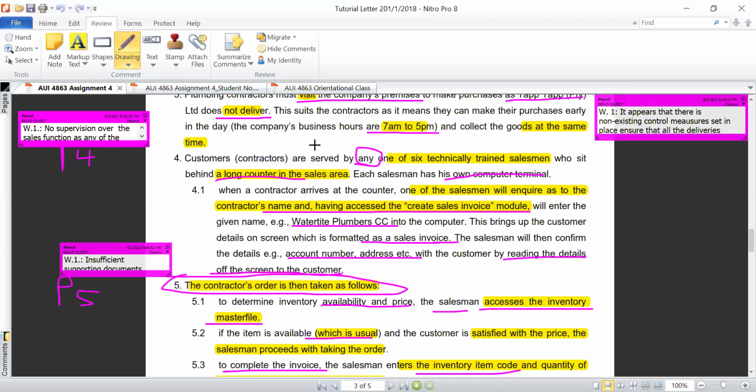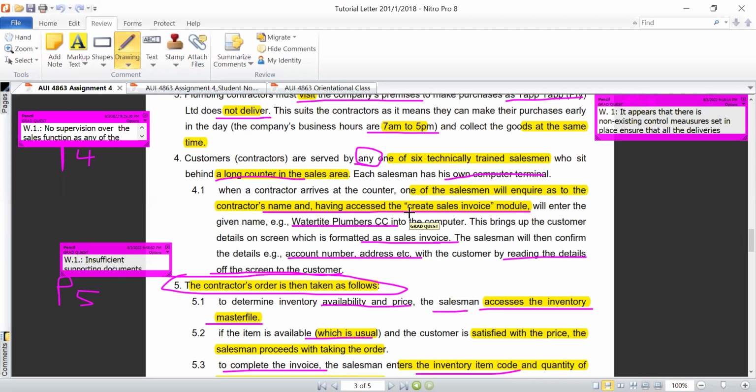This is for number 4. Customers or contractors are served by any one of the 6 technically trained salesmen who sit behind a long counter in the sales area. Each salesman has his own computer terminal. I want you to pay attention. They're saying they're served by what? Anyone, which is fine. When a contractor arrives at the counter, one of the salesmen will inquire as to the contractor's name and, having access to the create sales invoice module, will enter the given name and create a sales invoice. But what about sales? Have you evaluated whether this person is creditworthy? I'm not seeing that being stated. That's just me thinking out loud.